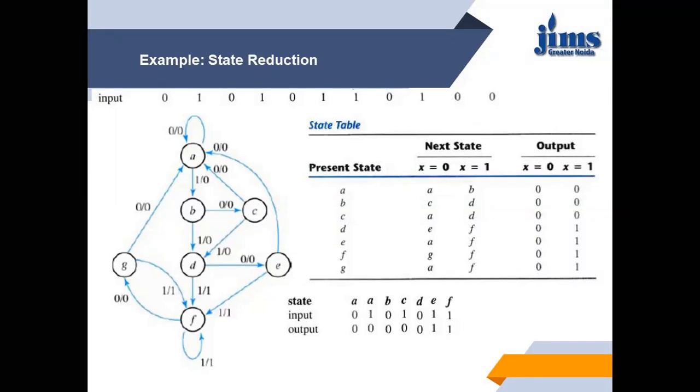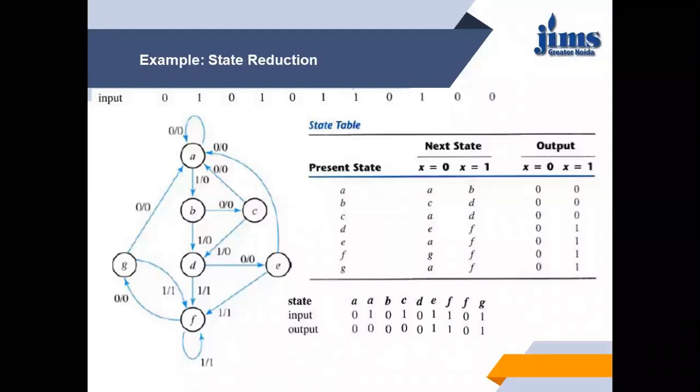Next state is F, output is 1, and now the next input is 1. With F as present state, if the input is 1, then the output is 1 and the next state is F. Now when we give input 0, with present state F, the next state will be G and the output will be 0.